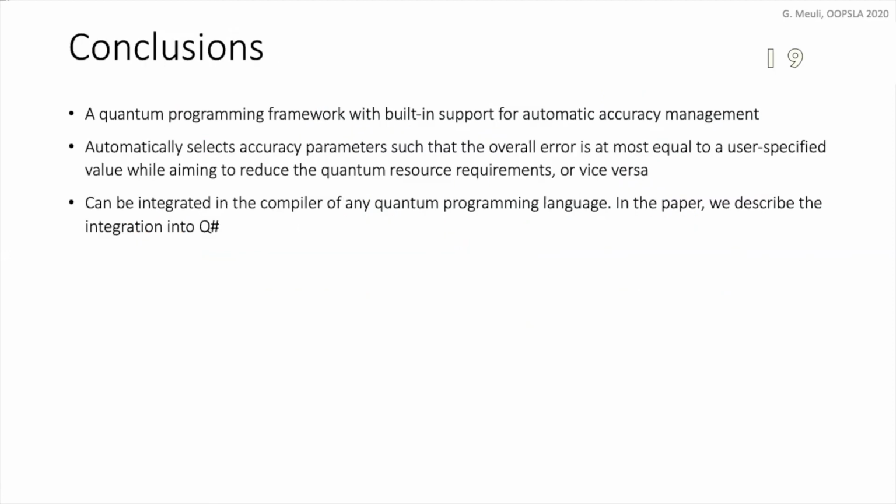In conclusion, to the best of our knowledge, we are the first to present a quantum programming framework that provides built-in support for automatic accuracy management. Our methodology automatically selects accuracy parameters such that the overall error is at most equal to a user-specified value while aiming to reduce the quantum resource requirements, or vice versa. The methodology can be implemented into any quantum programming language. In the paper, we demonstrate the integration into Q#.